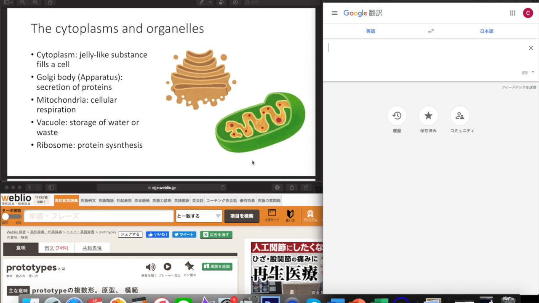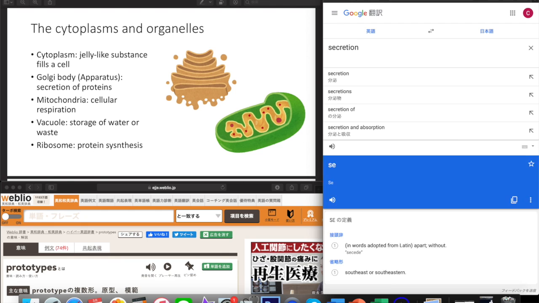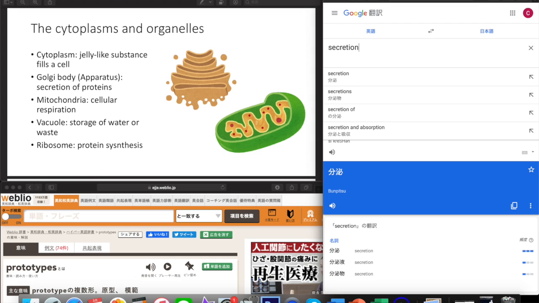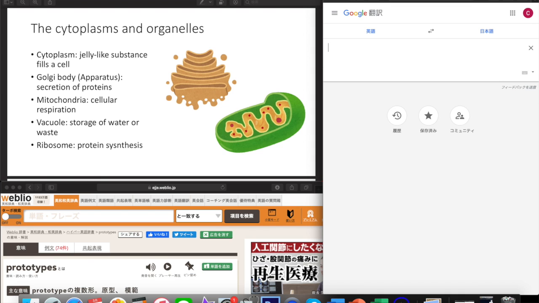The Golgi apparatus works for the secretion of proteins. The Golgi stores a lot of protein made by the smooth and rough endoplasmic reticulum. Secretion is like emitting the protein, pushing the protein out from the inside. Okay.